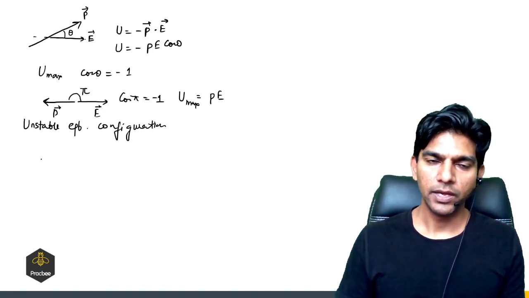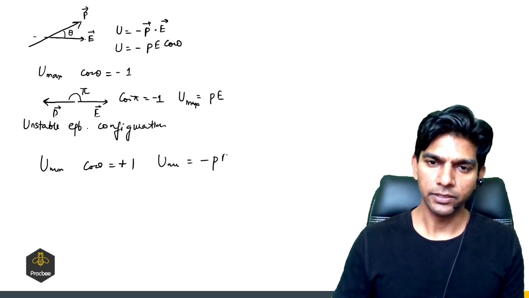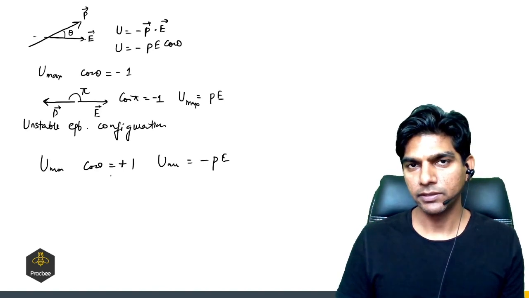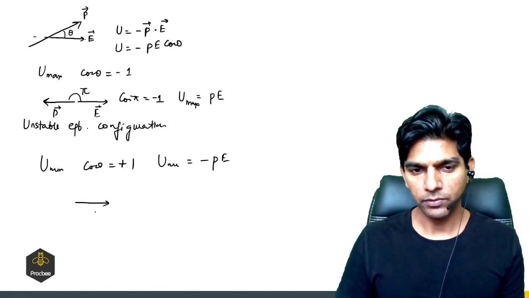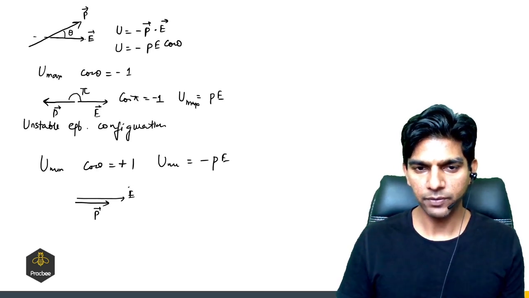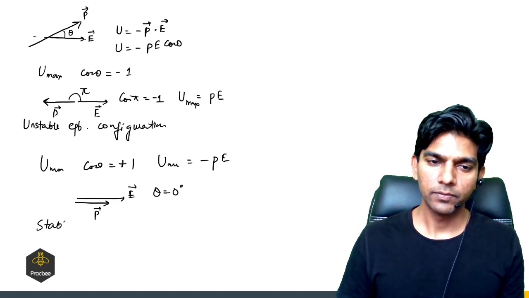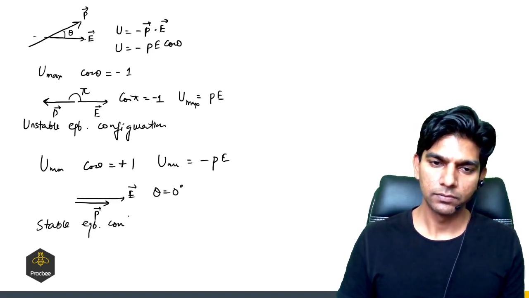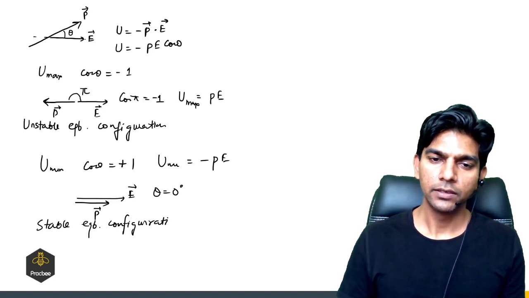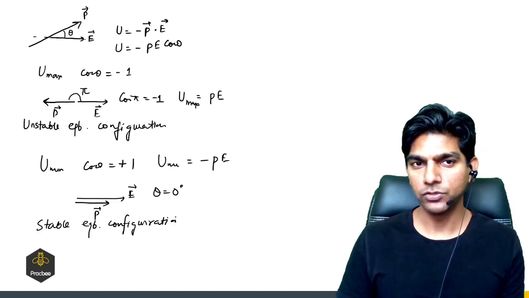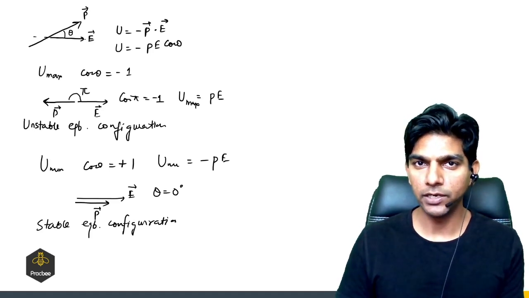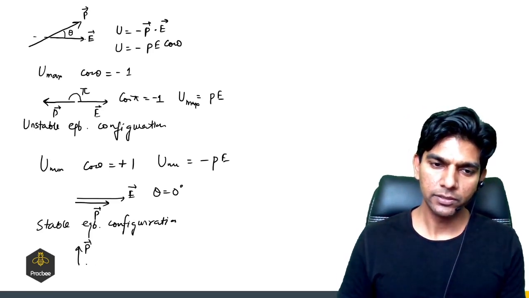Now what is the minimum potential energy? It will be when cos theta is equal to plus 1. So U minimum will be minus PE. And when do we have cos theta equal to 1? When theta is 0, so when both electric dipole moment and electric field are in the same direction. So here theta is 0 degrees. So this is known as stable equilibrium configuration, right? And when do we have potential energy 0? We have assumed potential energy to be 0 when both are perpendicular to each other. So when electric dipole moment and electric field are perpendicular, then we can say U will be 0.